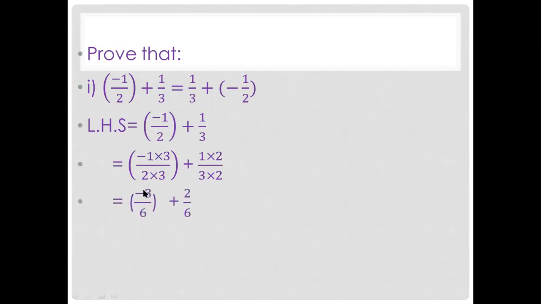So 3 ones are 3 and 3 twos are 6, and here 3 twos are 6 and 2 ones are 2. You can check that the denominator is 6. I told you, you can do it by taking the LCM of 2 and 3. You will get 6. So you make the denominator 6 by multiplying 2 with the number which gave you 6, and 3 with the number which gave you 6. We already did how to take the LCM in question number 2 and question number 3. So minus 3 over 6 and plus 2 over 6.